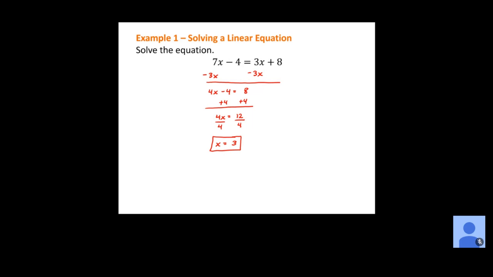The nice thing about equations is you can substitute back into the equation to check yourself and make sure it's correct. 7 times 3 is 21, and 21 minus 4 is 17 on the left-hand side. On the right-hand side, 3 times 3 is 9, plus 8 is also 17. Since 17 is equal to 17, that tells us that x equals 3 is the correct solution.